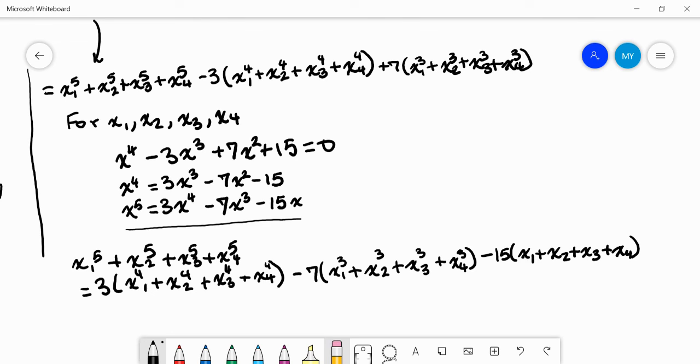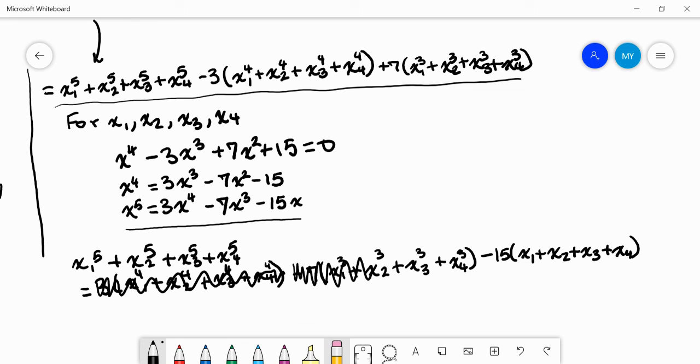And now what we want to do is we want to find this expression. So this, we can have everything cancel out. That means this quantity, you have this quantity minus 3 times x1 to the 4 plus x2 to the 4 plus x3 to the 4 plus x4 to the 4. That cancels out with this. So this term just goes away. And we have a plus 7 times the sum of the variables cubed. We have a minus 7. These two terms go away.